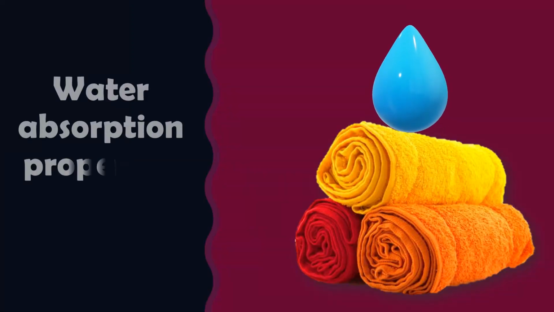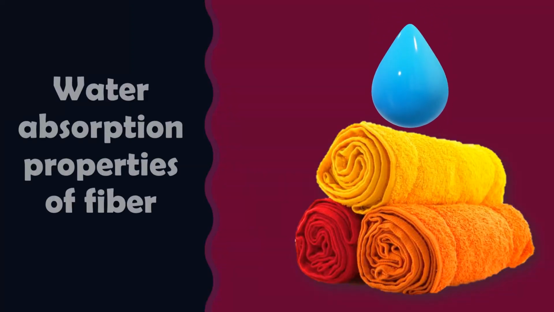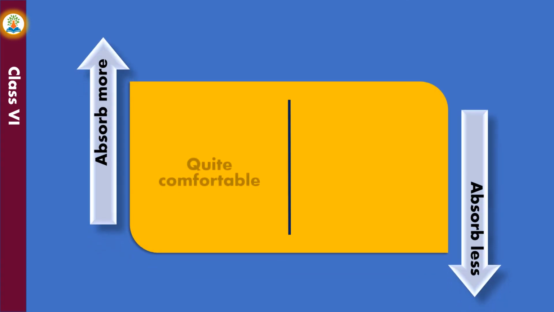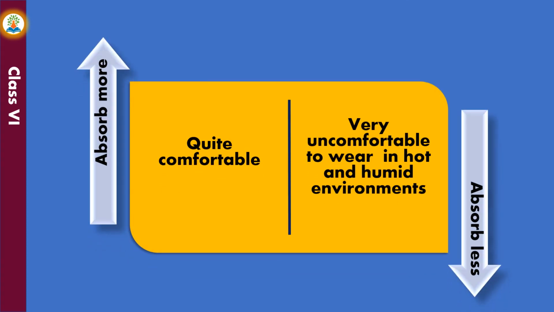Different fibers have different water absorption capacities. The absorption of water by fabrics is an important factor that determines how comfortable a fabric is to wear. The fabrics that absorb more water are quite comfortable to wear, while fabrics that absorb less water are very uncomfortable to wear in hot and humid environments.